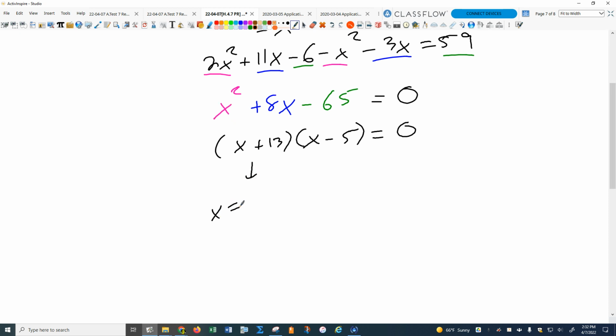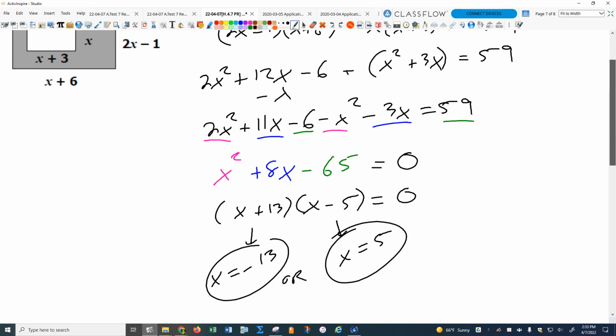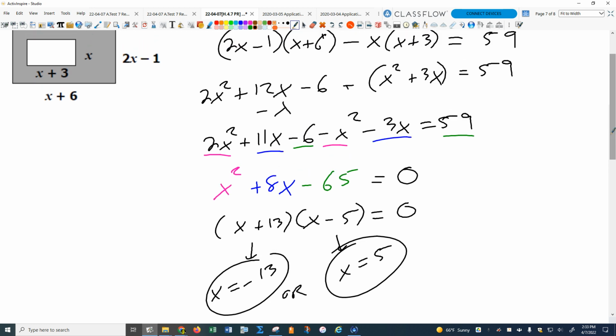x equals negative 13, good. Or x equals 5. Now we could try both of those. Or is one of those going to be a little fishy? What do you think? Can we disqualify one of those? Yeah, what's wrong with the negative 13? That's going to give me negative side lengths, which again we can't have, right? Doesn't make any sense geometrically. So we could cross this guy out, and we know that 5 is the answer then. 5 is the one that's going to work.